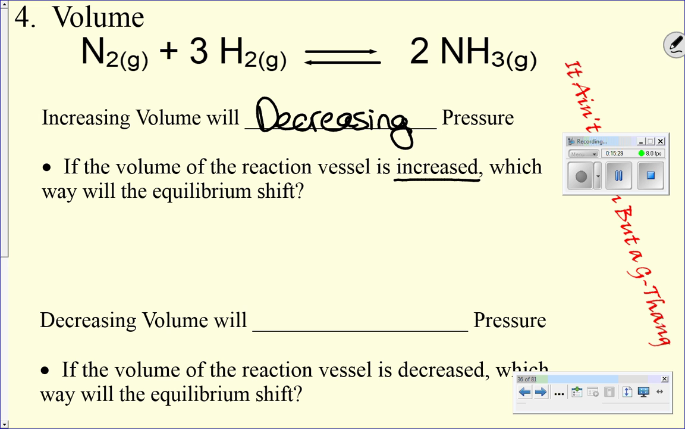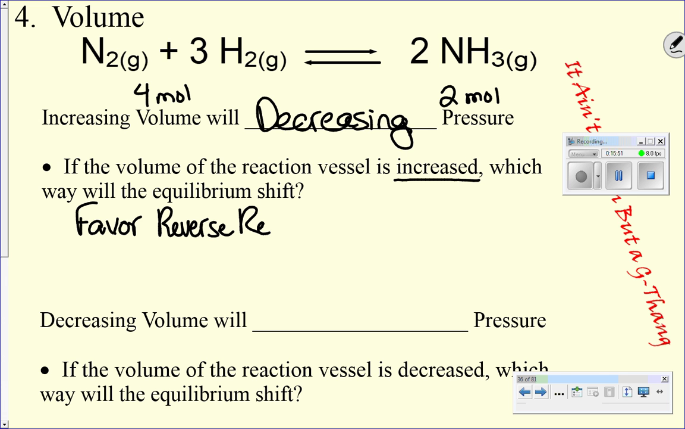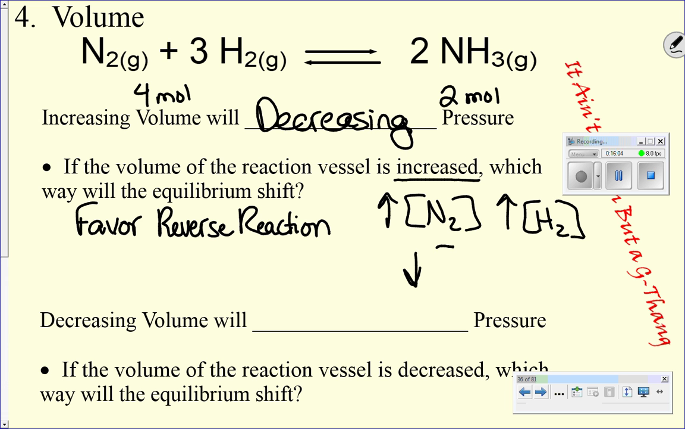So what we would expect to happen here, this is the same reaction. We got our 4 moles on the left and our 2 moles on the right. If we're decreasing our pressure here, we're going to favor our reverse reaction. So we're going to shift towards our side with more moles, thus increasing the concentration of N2, increasing the concentration of H2, and decreasing the concentration of NH3.